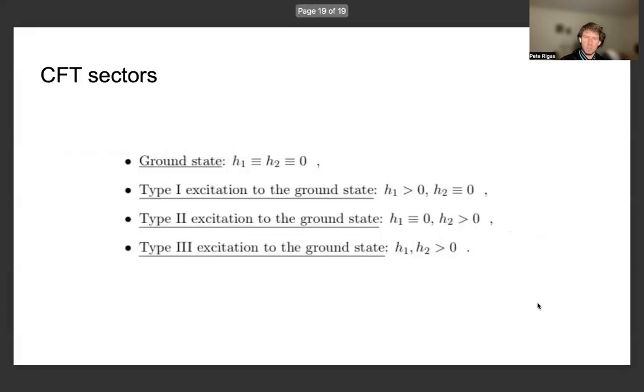In the CFT sectors, which we've been discussing, we can have a ground state, which is given from the eigenvalues of the Hamiltonian, which are satisfied when H1 and H2 are equivalently 0, whereas from the ground state, we can introduce three different types of excitations. Namely, we can look at one excitation, which is given by H2 identically 0, but H1 strictly positive, or we can have a type 2 excitation where H2 is strictly positive and H1 is identically 0. And finally, we can have a type 3 excitation to the ground state when H1 and H2 are strictly positive.